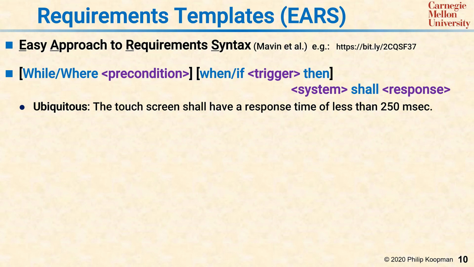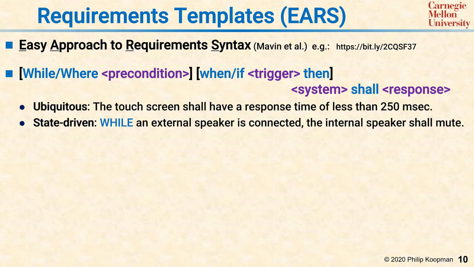This is a situation which has to always be true for the system. The state-driven requirement template is while an external speaker is connected, the internal speaker shall mute. So state-driven is some condition that is true, and the entire time that condition is true, some requirement must be fulfilled. But when that condition turns false, then the requirement no longer applies.